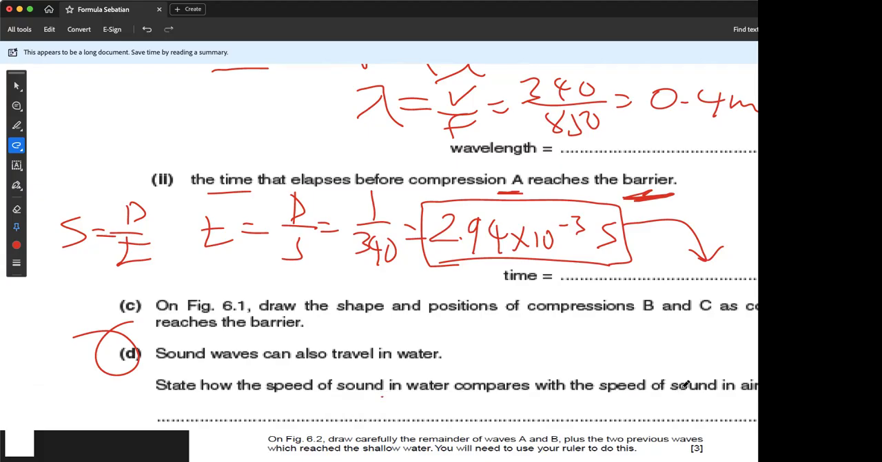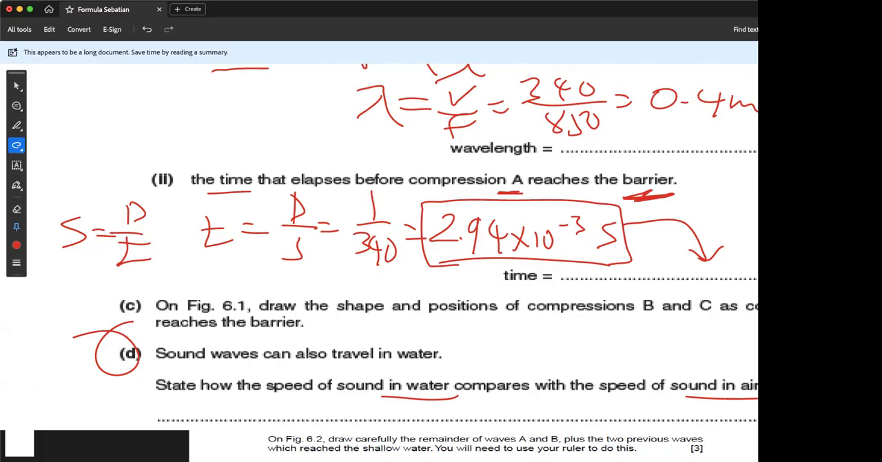Water compared to sound. Oh, sorry. It's faster. Sorry, it is faster. Why? How does sound travel? Do you all know the basic understanding of sound? Particles. How does it travel? Compression of particles.